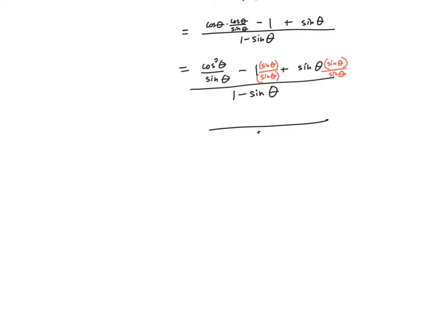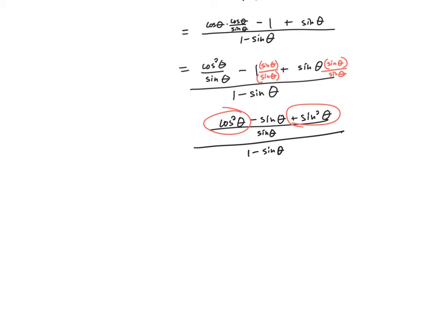So I'm going to have the sine of theta, but then I have a complex fraction, so I also have minus 1 minus the sine of theta on the very bottom, but on the top I'm going to have cosine squared theta minus sine of theta, and then plus sine squared theta. Okay, now this is important because we know that the cosine squared plus the sine squared of any angle is 1. So what I have now is 1 minus the sine of theta over the sine of theta.